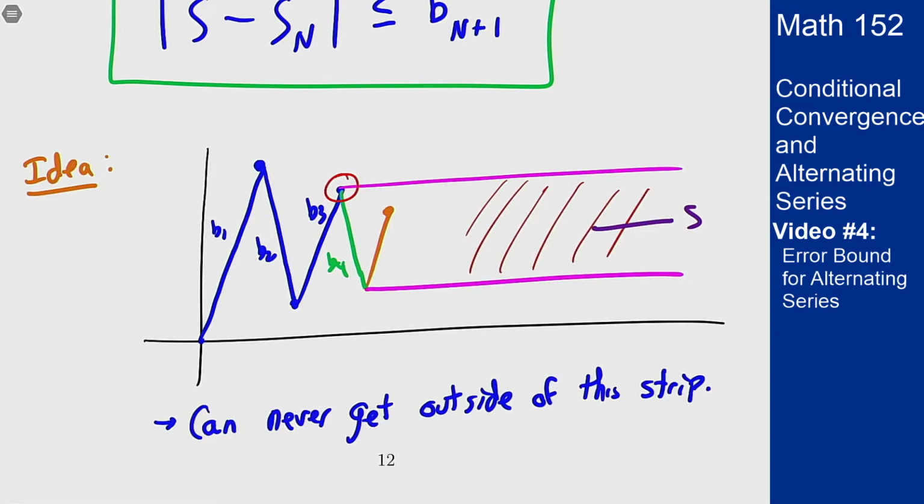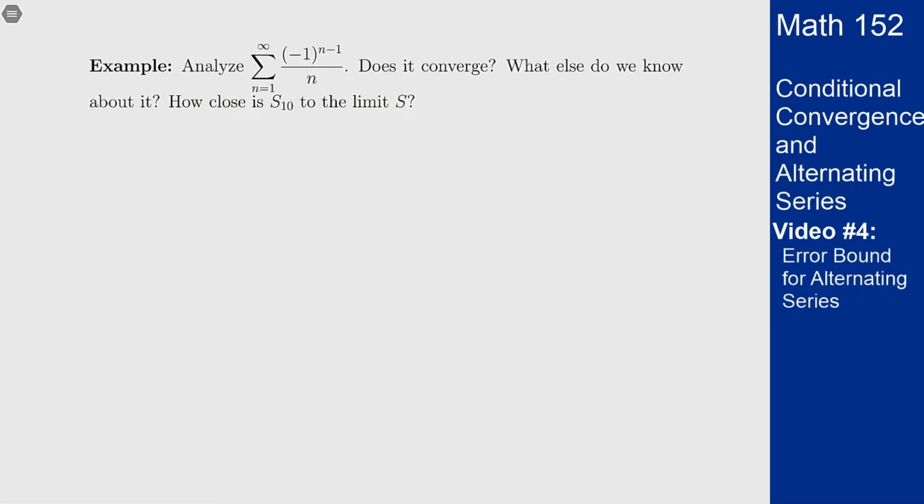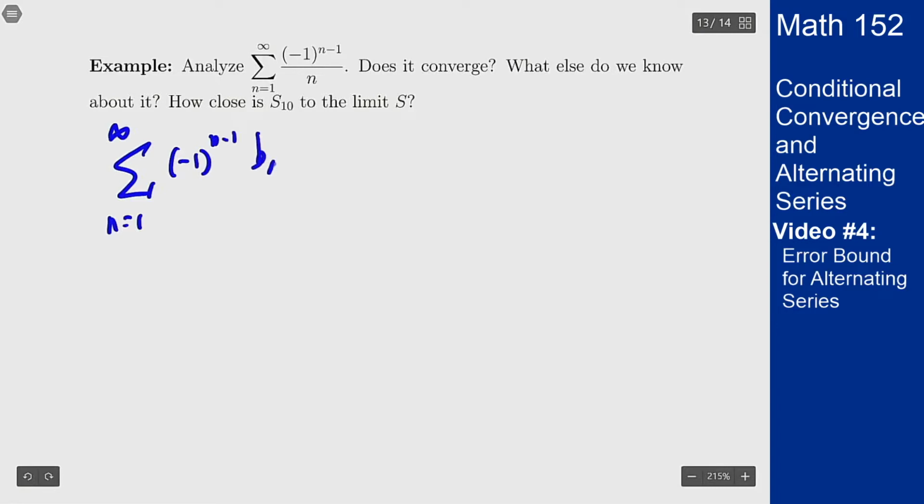Let's see what this looks like in terms of some examples. Let's analyze the alternating series the sum of (-1)^(n-1) over n. First of all, does it converge? What else do we know? And how close is S10 to the overall limit S? In this case, we have a series of the form the sum from n equals 1 to infinity of (-1)^(n-1) times bn, where my bn here is 1 over n.